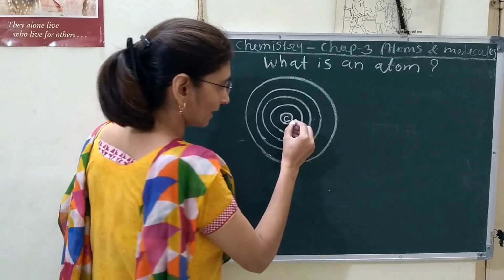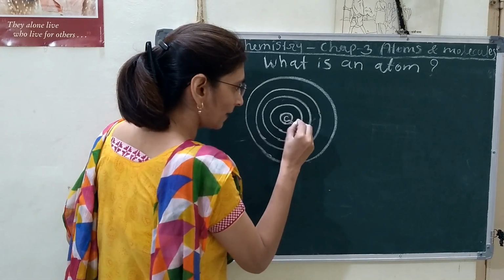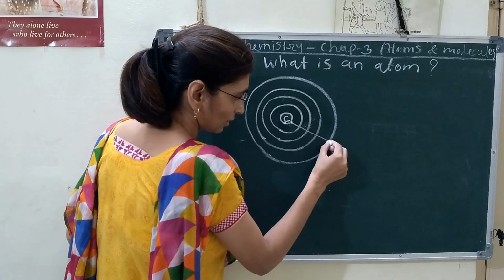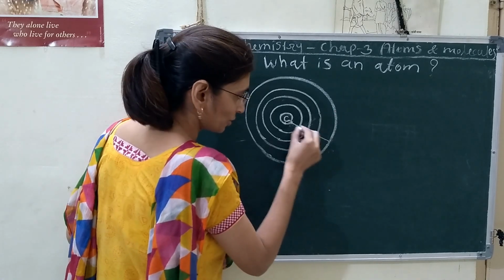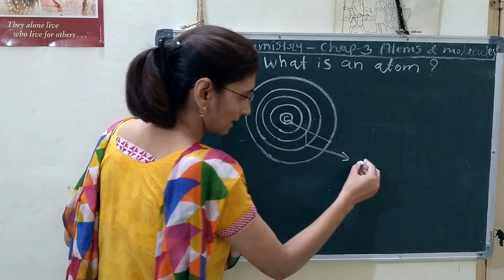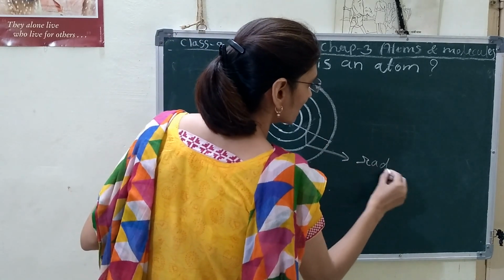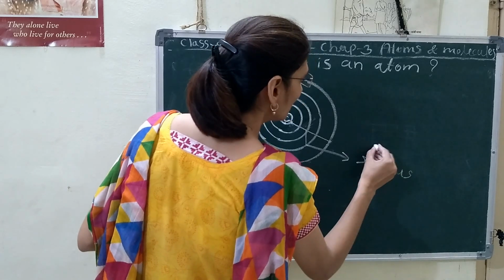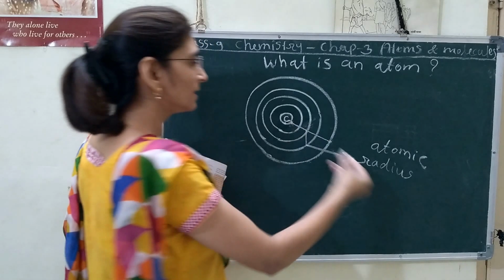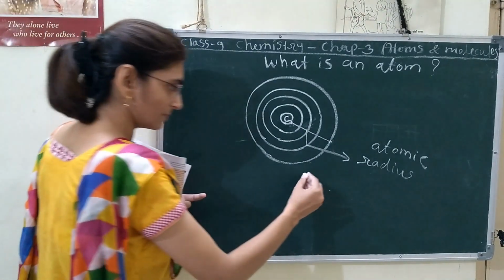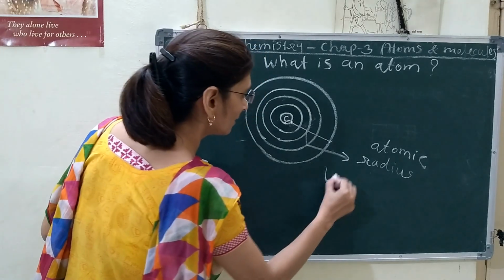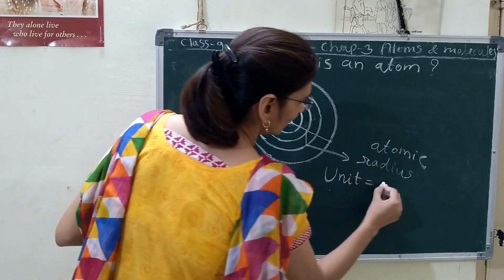And what is the atomic radius? The distance from the nucleus of any atom up to the outermost shell is called the atomic radius. This distance is called the atomic radius. And this atomic radius is measured by the unit nanometer.